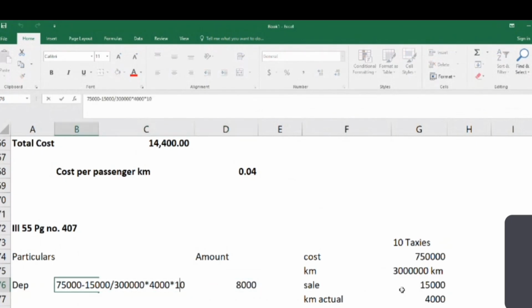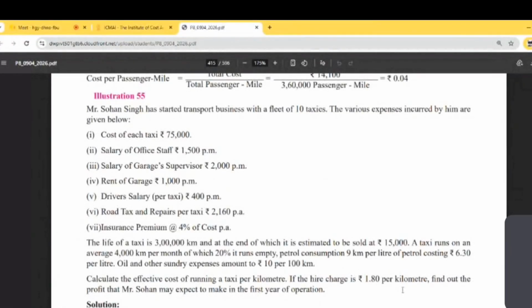Hope you are understanding this. 75,000 is your cost, this is your sale value, and you can run 3 lakh kilometers. We do depreciation as cost minus scrap value divided by estimated life, like that. So divided by 3 lakh, but you are running only 4,000 kilometers into number of taxis, 10 taxis. So your depreciation cost comes to 8,000. What else has been given?